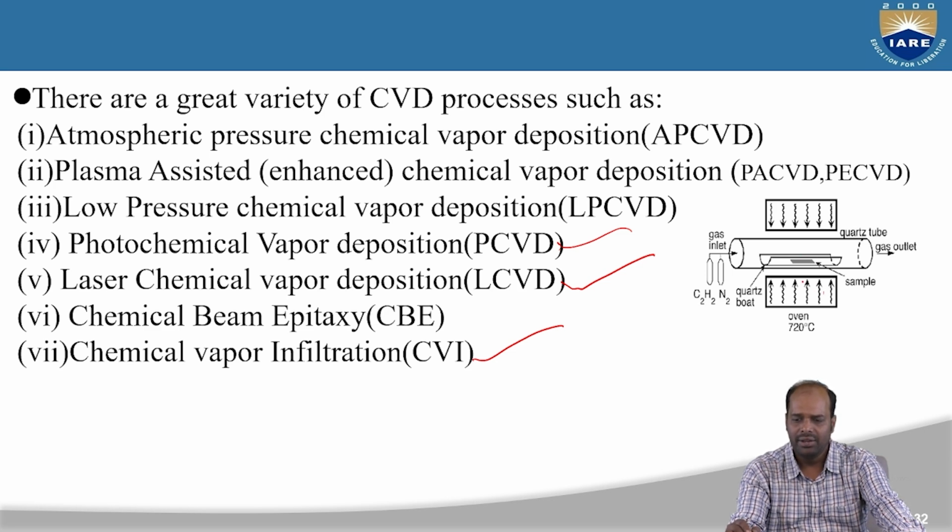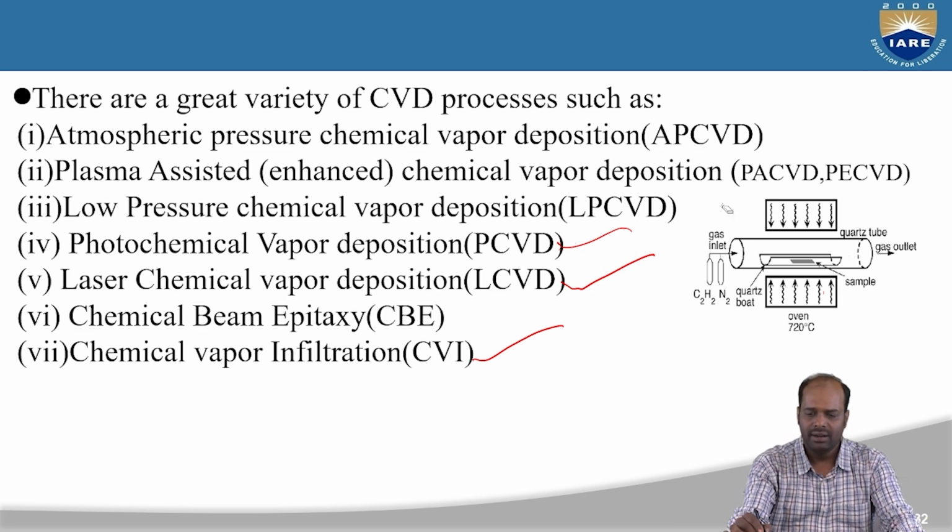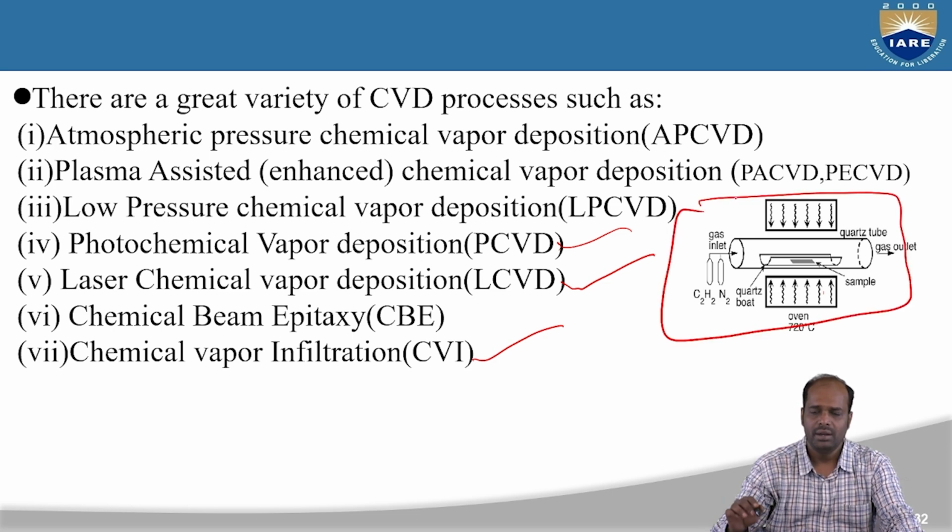Likewise, the bottom quartz is used to heat the sample, and outside also both sides are heating. The gas outlet is also kept, and the sample is placed inside the quartz tube. These are the various deposition techniques available, and this is the general schematic diagram for chemical vapor deposition.